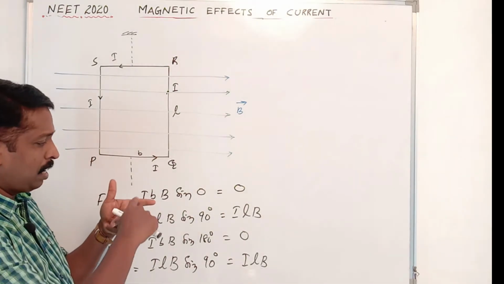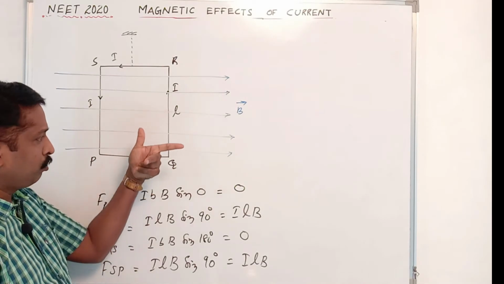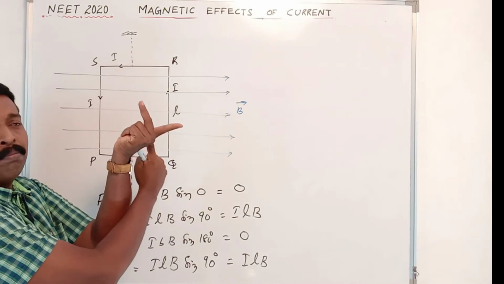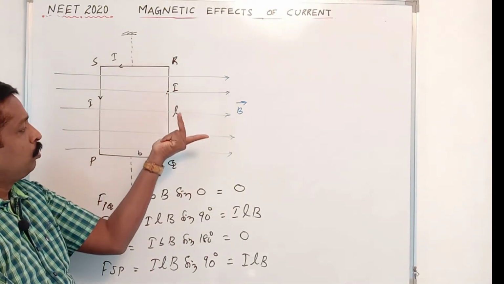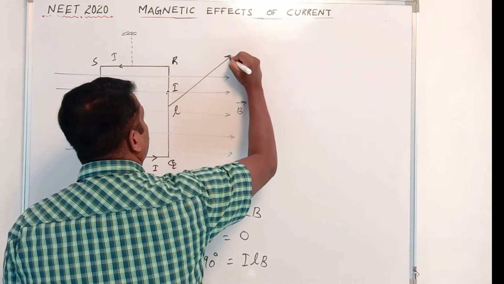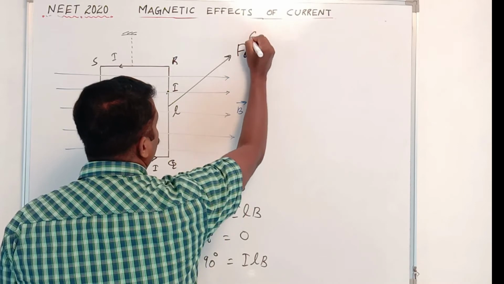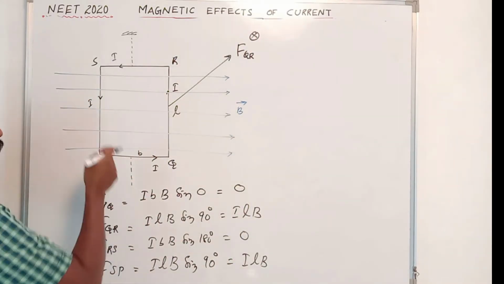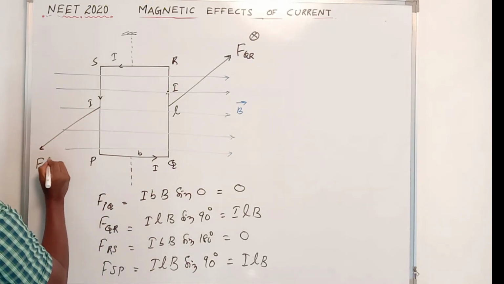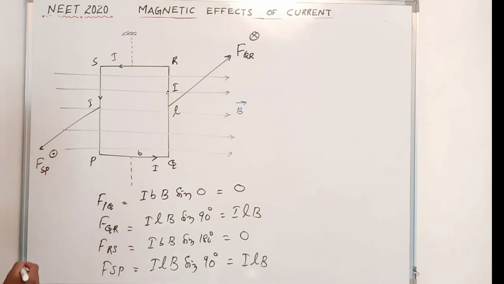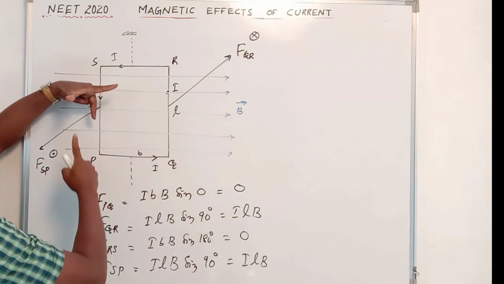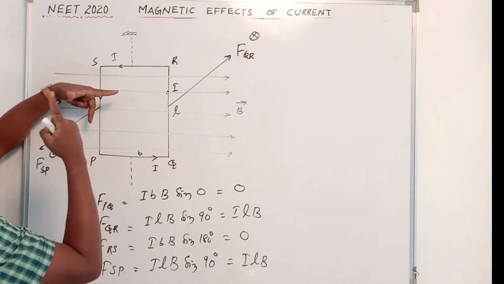By Fleming's left hand rule, the forefinger represents the direction of the magnetic field, the middle finger represents the direction of current, then the thumb represents the direction of force. So due to the QR current element, the force is into the plane, that is FQR into the plane here. And the force on SP is out of the plane, FSP out of the plane, because here the magnetic field is towards the right and the current is in the downward direction, so the force will be out of the plane.